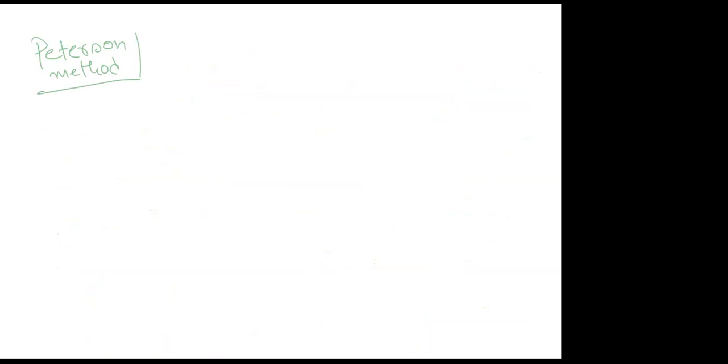Peterson method is actually a combination of two methods: one is the strict alternation method, which uses one variable, and the other is the interested variable method. It is a combination of these two methods. Let's see how the Peterson method works.